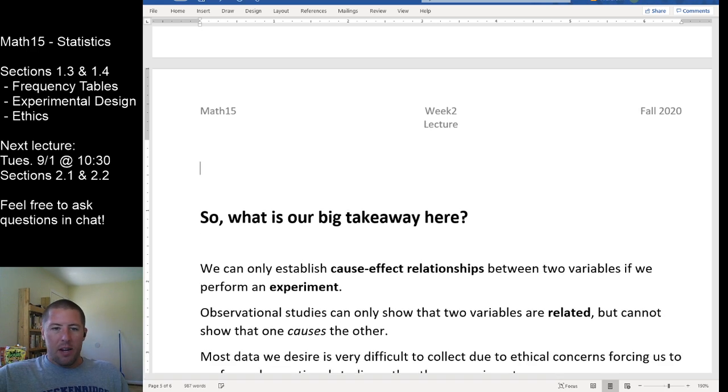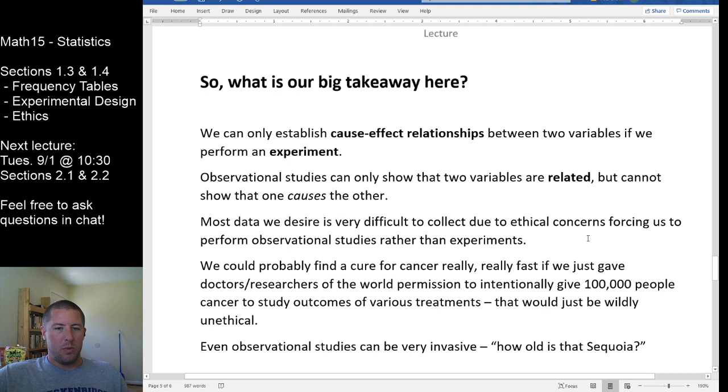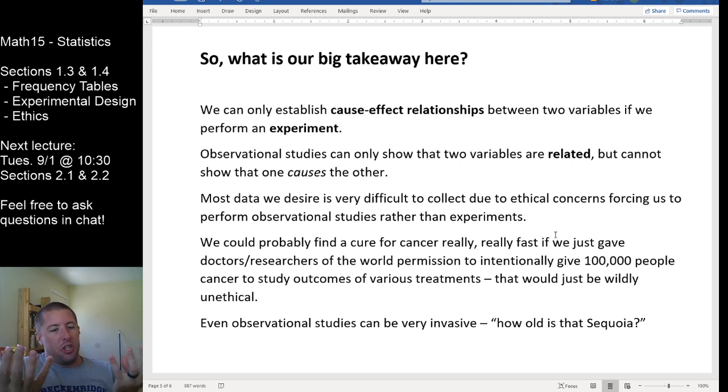Well, one of our big takeaways here is we can only establish cause-effect relationships between two variables if we perform an experiment. Observations will never allow us to make cause-effect statements because when we perform observational studies, we are never controlling for all the other lurking variables. In an experiment, we assume that all of the lurking variables exist in equal proportions between each treatment group, and therefore we should have equal amounts of people affected by each lurking variable in each of the two treatment groups.